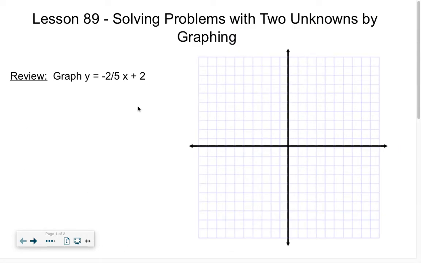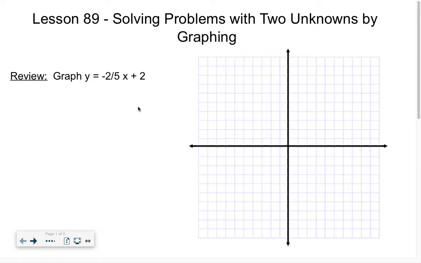So for lesson 89, we get into solving problems with two unknowns, and we're going to solve these problems by graphing. We're actually diving into the topic of solving systems of equations with this. In method number one, we typically start out by graphing. So really nothing new today as far as how we go about completing the problem.